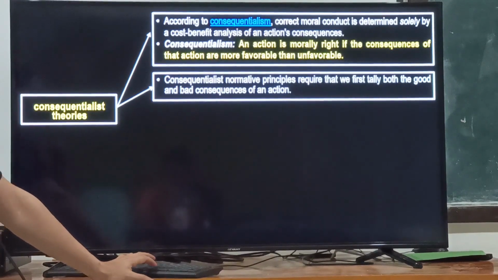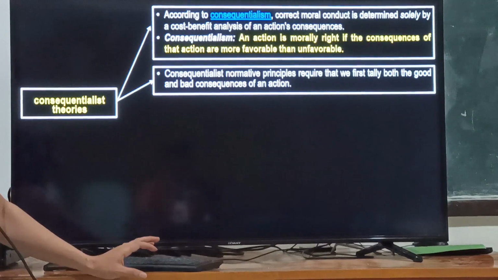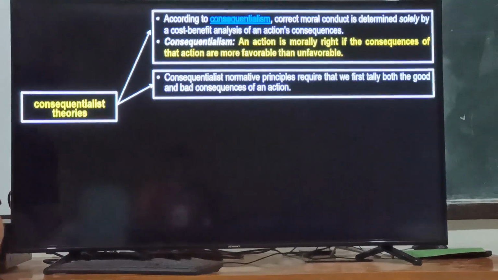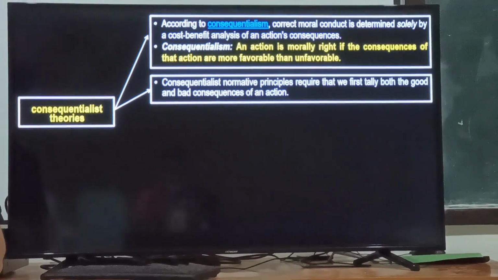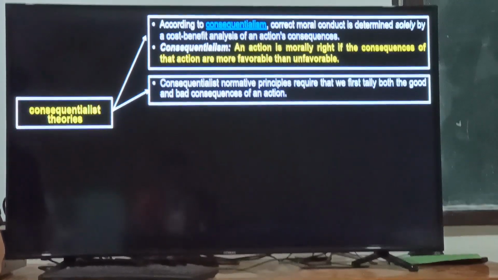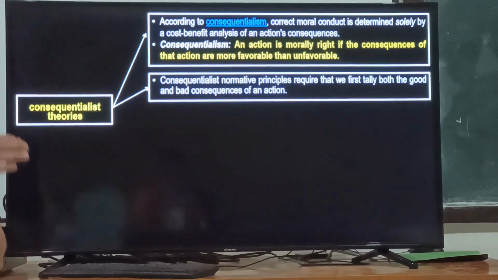Consequentialist normative principles require that we first tally both the good and bad consequences of an action. So, if we are in doubt about a particular action, we have to tally, or weigh things out, or determine what would be the good consequences and the bad consequences.